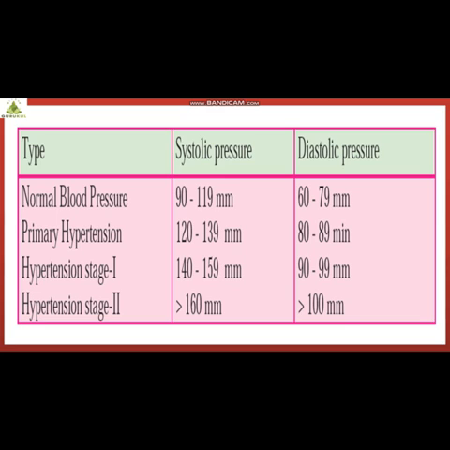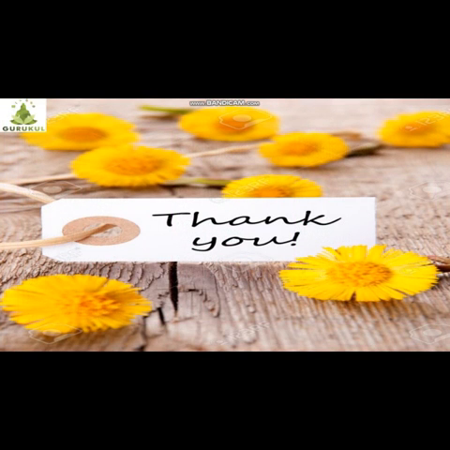Coming to hypertension stage 1, systolic pressure is 140 to 159 millimeter and diastolic pressure is 90 to 99 millimeter. Hypertension stage 2, systolic pressure is greater than 160 millimeter and diastolic pressure is greater than 100 millimeter. These are the values of systolic and diastolic pressure given in the textbook. I hope you have understood these two important terms, what blood pressure is all about, and what high BP, that is high blood pressure, also known as hypertension, is.